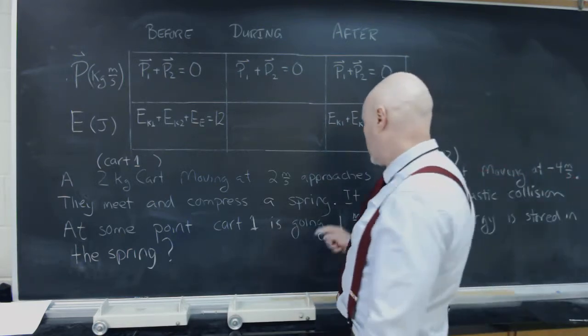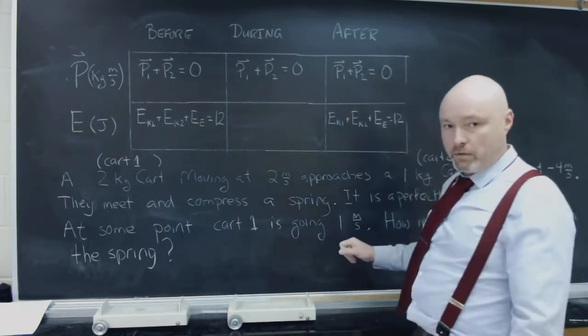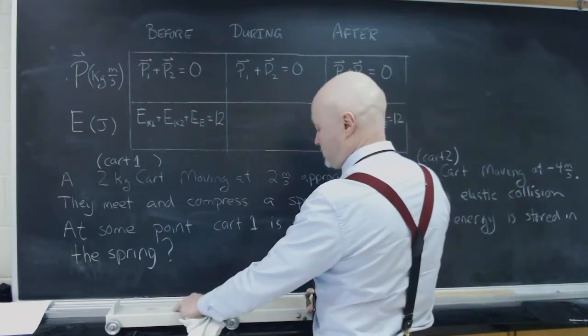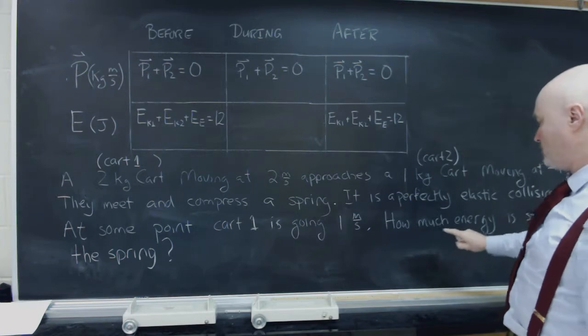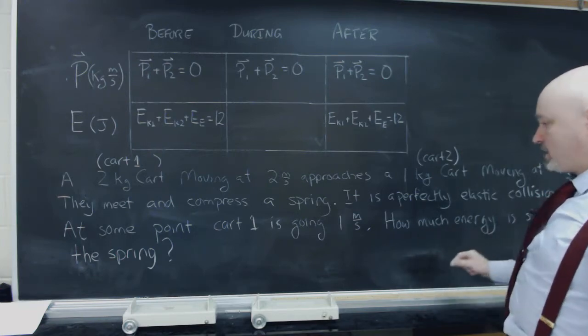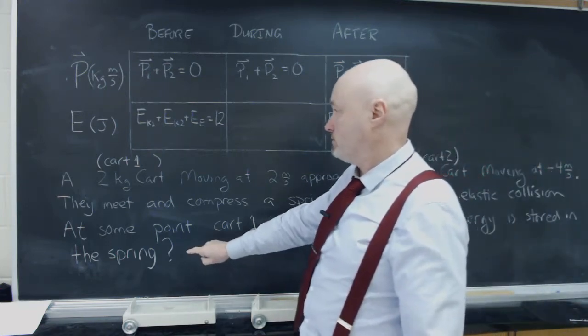At some point, cart 1 is going 1 meter per second. And so somewhere during this compression, cart 1 takes on a speed of 1 meter per second. How much energy is stored in the spring?